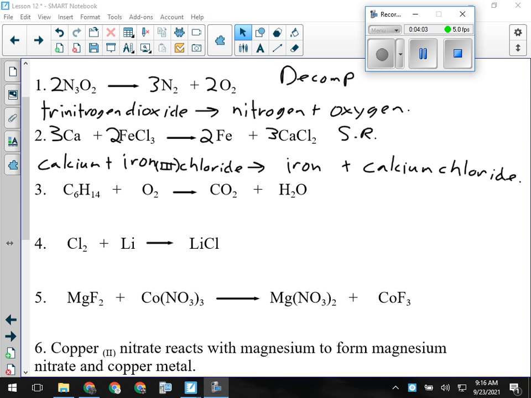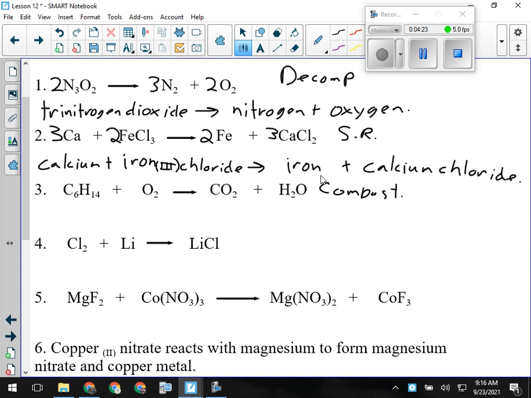Okay, so for number 3, we've got what kind of reaction? Combustion. It's a combustion reaction. We have a hydrocarbon reacting with oxygen. Our products are carbon dioxide and water. Okay, so combust would be our reaction type. And now we need to balance it.